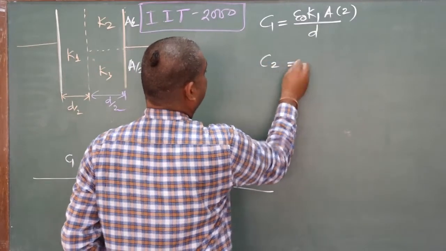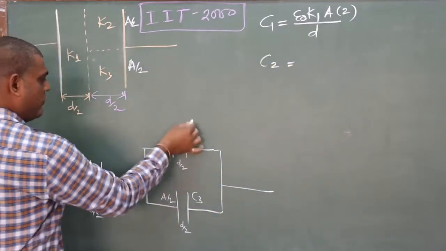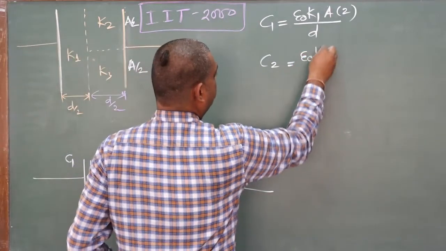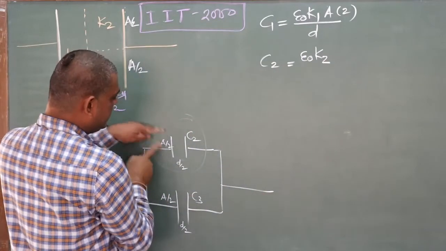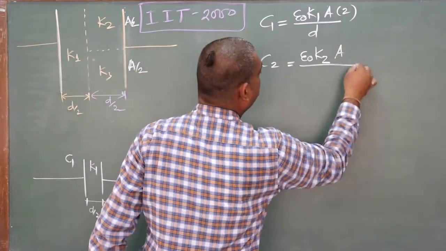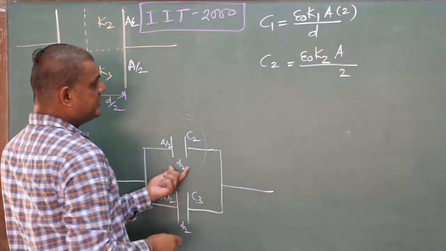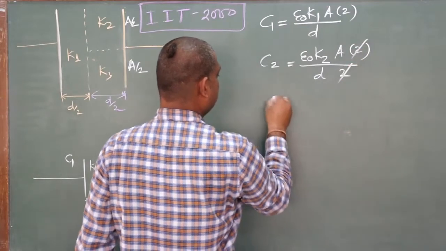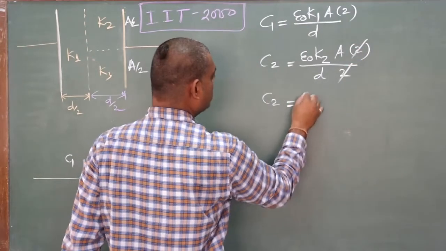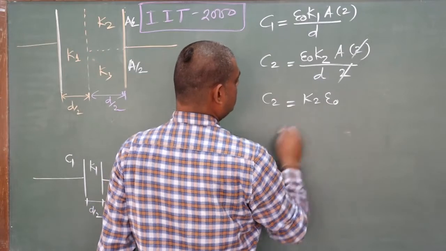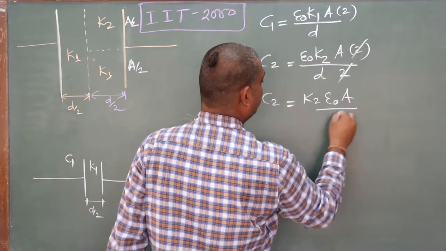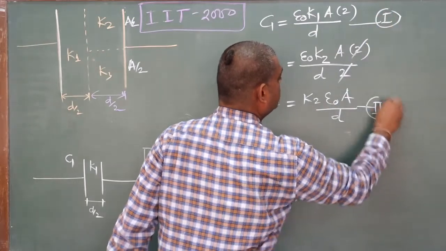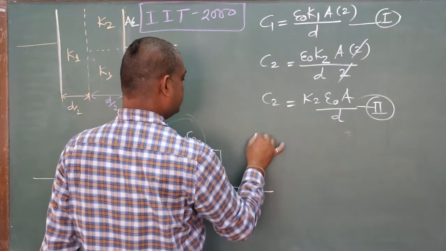Now for the second, over here, C2 equal to epsilon 0, K2, what is area? A by 2. So we will write A by 2. What is D? It is D by 2. These two get cancelled. So finally C2 equal to K2 epsilon 0 A by D. Equation 1. Equation 2.